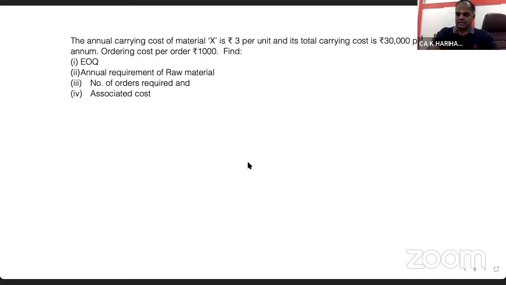Next question. Kindly see the next question. Annual carrying cost is 3 rupees per unit. Total carrying cost is 30,000 per annum. Ordering cost per order is 1,000. Find the EOQ, the annual requirement of raw material, the number of orders procured, and the associated costs. Now we have started telling the answer itself. Good.